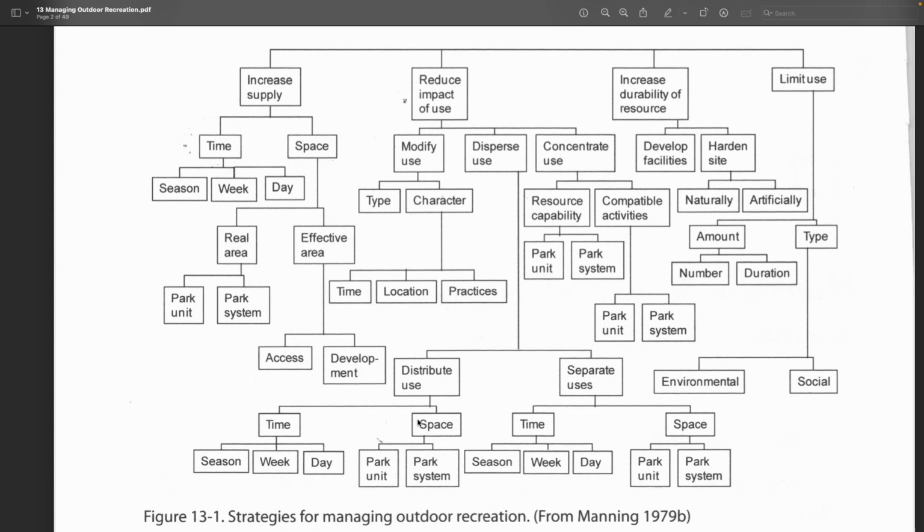Okay? And again, notice that limit use has a lot fewer options. If we are breaking one of our management rules that we put in place for this semester, that is, you can give but you can't take away, limiting use necessarily means that you are taking away opportunities from people. You're tying their hands. You're saying you can do this, but you cannot do that. Okay? Cool.